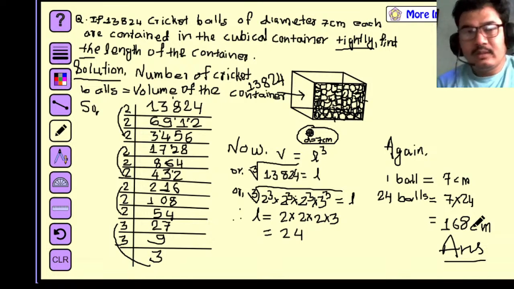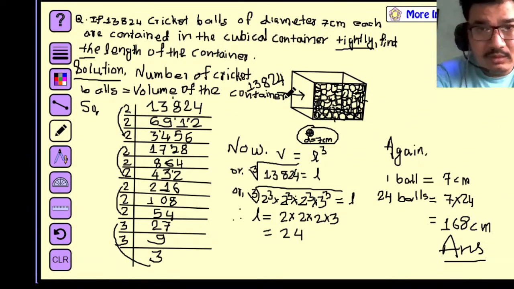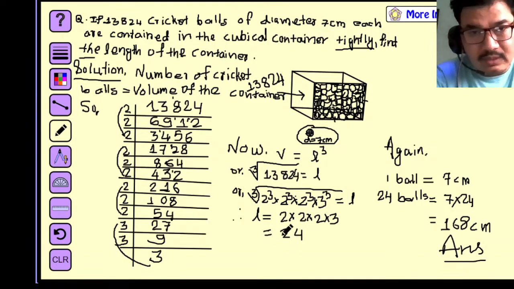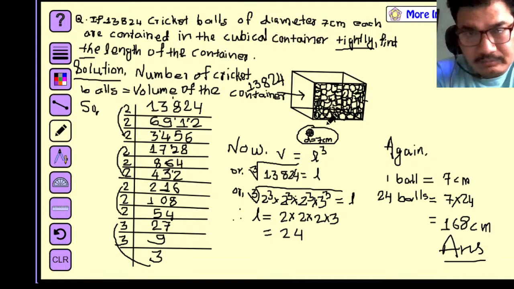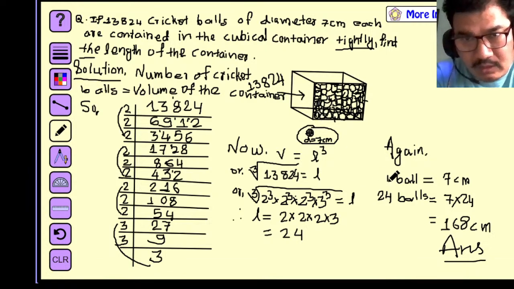Okay, children, this is the way to solve this question. Find out the cube root of the number of balls. We get 24. The 24 balls are kept here in each side of this cubical container. Then one ball length is given there, the one ball diameter is 7 centimeter.